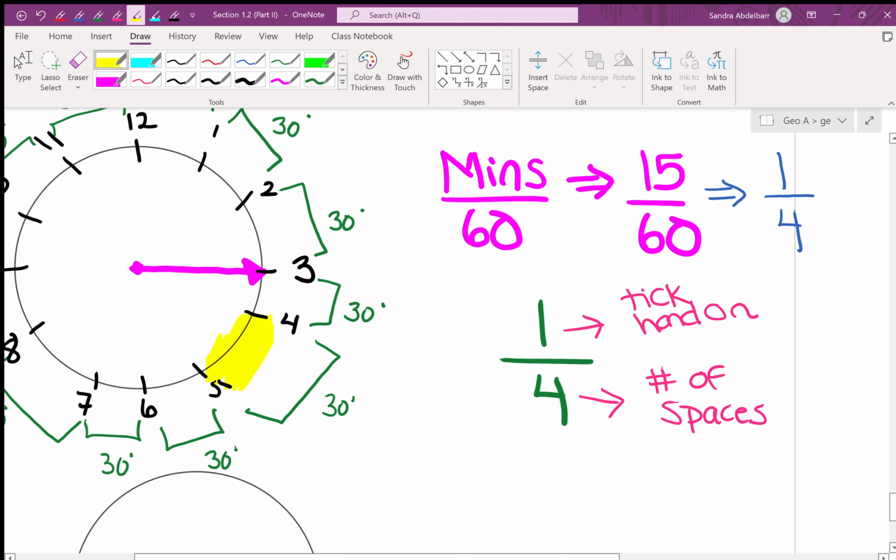All right, do we agree at 4:15 we're somewhere between the 4 and the 5? So this denominator represents the number of spaces. So that means I have to create 4 spaces between 4 and 5. The way I'm going to create 4 spaces between 4 and 5 is by drawing 3 more slashes. 1, 2, 3. By me drawing 3 slashes, I've now created 4 spaces between 4 and 5. It's not always going to be 4 spaces. It's whatever number's in that denominator. And now I'm going to draw the hour hand. The hand is going to be on the first tick that I drew.